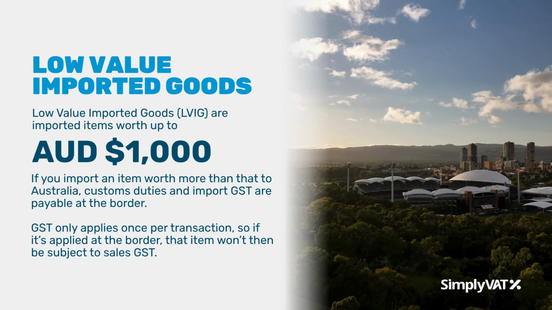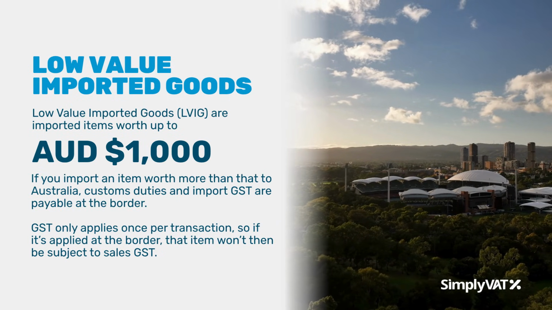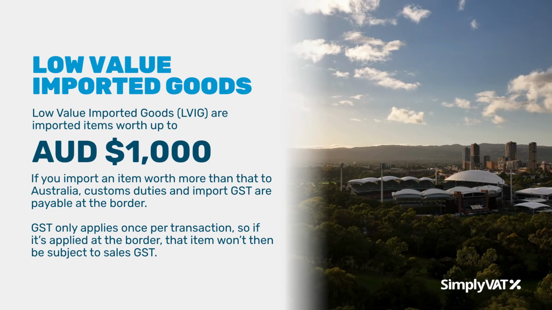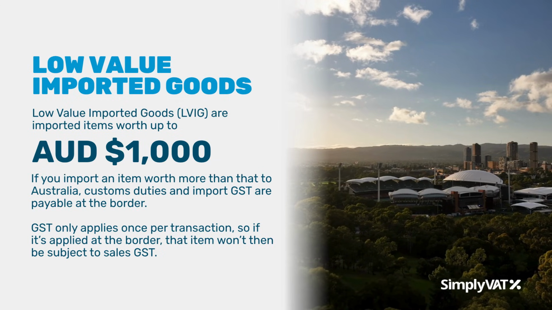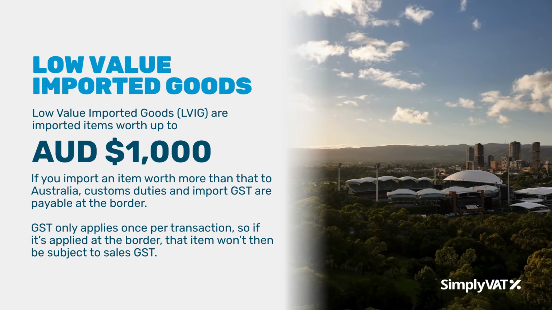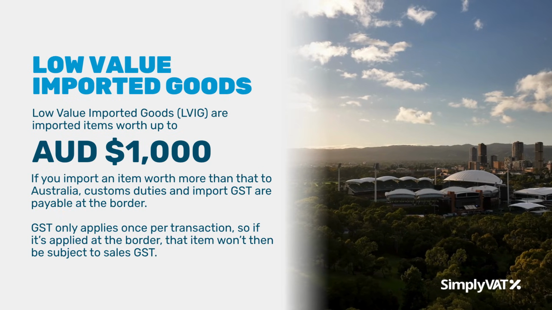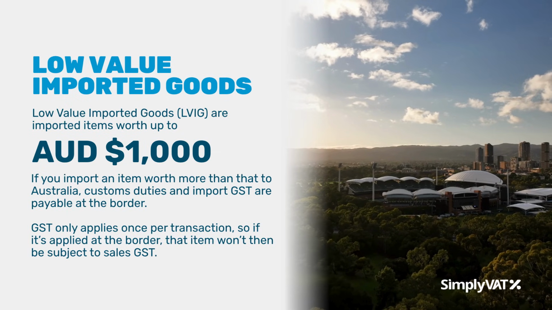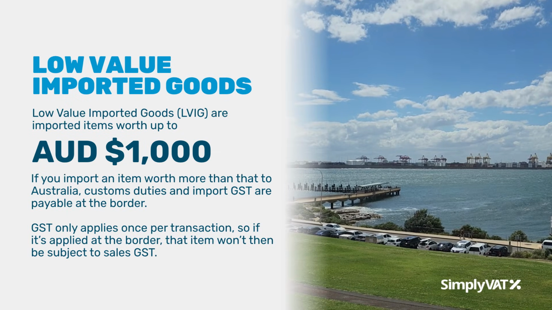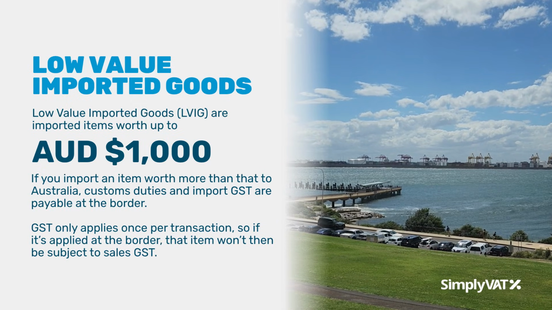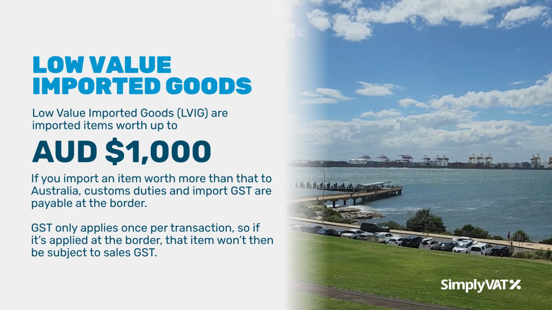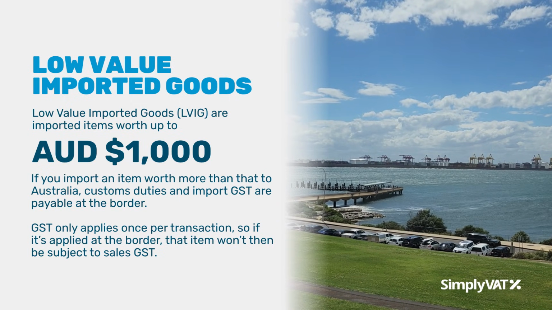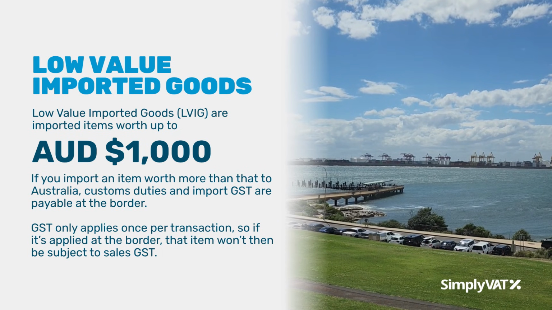If you import an item worth more than that to Australia, customs duties and import GST are payable at the border. GST only applies once per transaction, so if it's applied at the border, that item won't then be subjected to sales GST. Items valued at less than 1,000 Australian dollars don't face duties and GST upon import. Depending on the sales channel and your GST registration status, GST is instead applied at the point of sale.